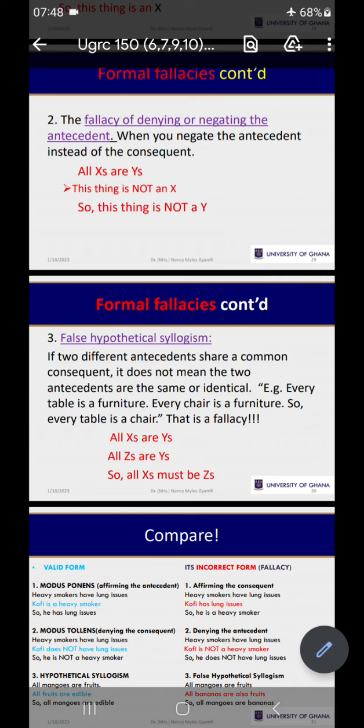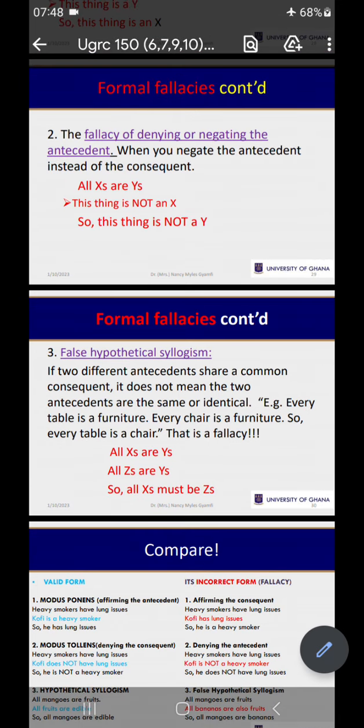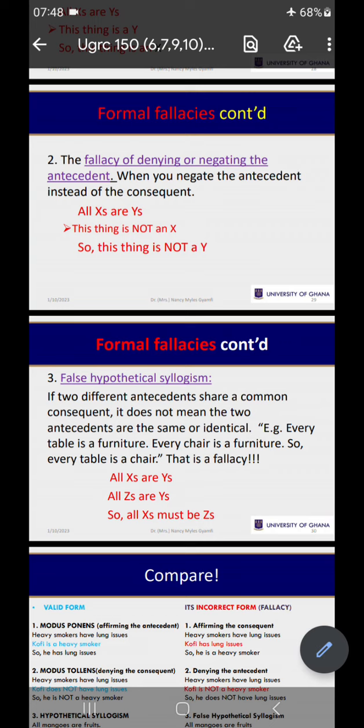So pay attention. That's why I decided to take you through the formula for modus tollens. So you know if you commit a mistake, instead of affirming the antecedent you go and affirm the consequent, it becomes a fallacy. The same thing applies to the fallacy of denying or negating the antecedent, and to the modus tollens. Modus tollens is denying the consequent, and I said the consequent is the B. So if you go and deny A, it becomes a fallacy.